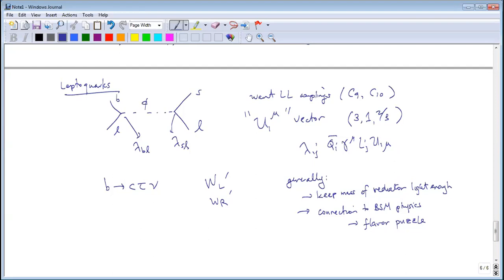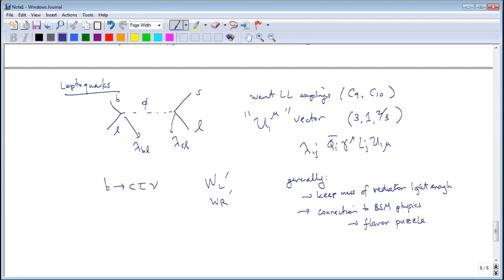Whereas the B to S ones, it's a loop transition. So in general, the new physics that comes in doesn't have to be as light and it generally could be heavier. It depends on the coupling strengths, which you can't independently determine from just these processes. You'd have to somehow probe them another way.